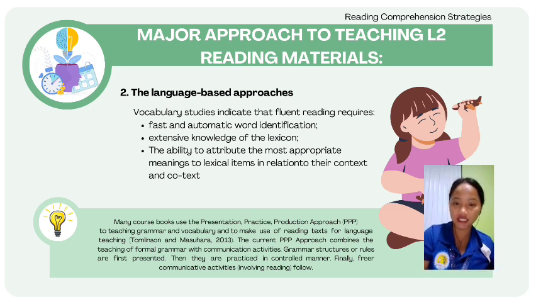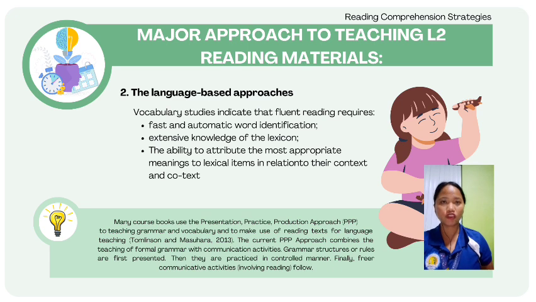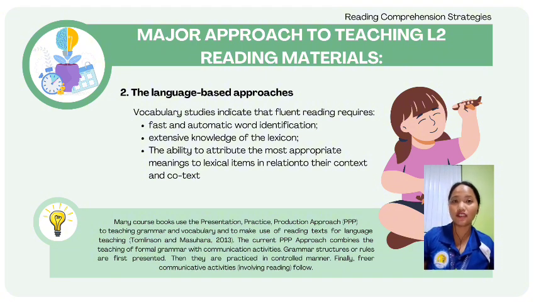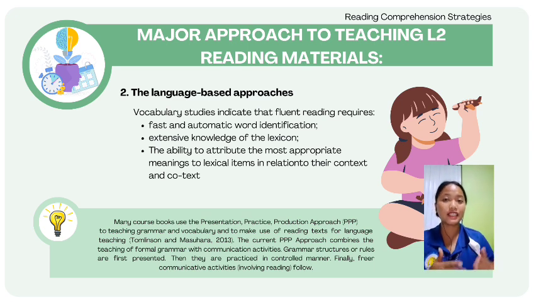And finally, fluent reading requires the ability to attribute the most appropriate meanings to lexical items based on their context. Since many words have multiple meanings, skilled readers must use surrounding words and sentence structures to determine the intended meaning. So, for example, the word bank could refer to a financial institution or the side of a river, and only the context will clarify which meaning is appropriate. This skill enables readers to grasp the overall message of a text rather than getting stuck on ambiguous words.